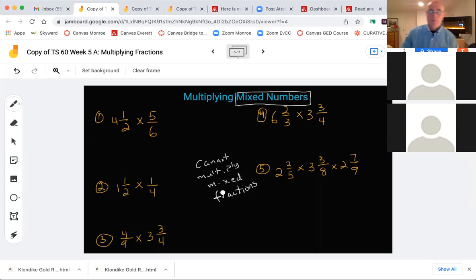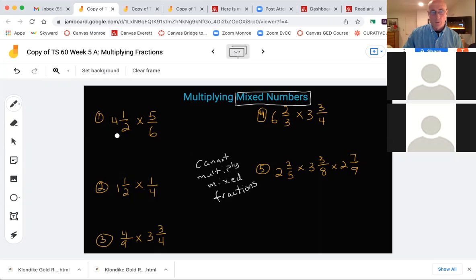You're saying, hey, I don't have to worry about it. No, you have to change them so they're no longer mixed fractions. So that little note: you cannot multiply mixed fractions. You've got to change them into improper fractions. And you may recall that we talked about doing that.